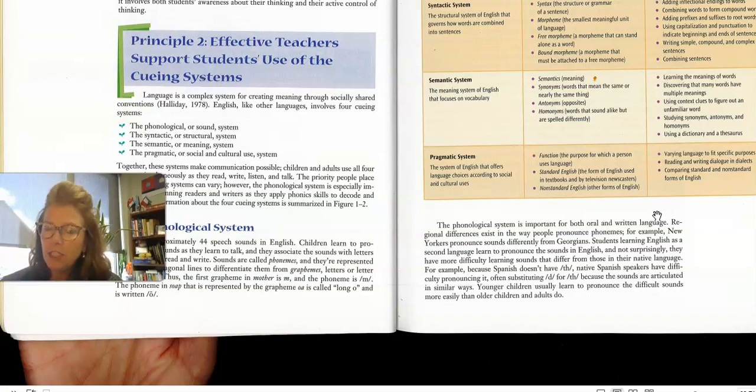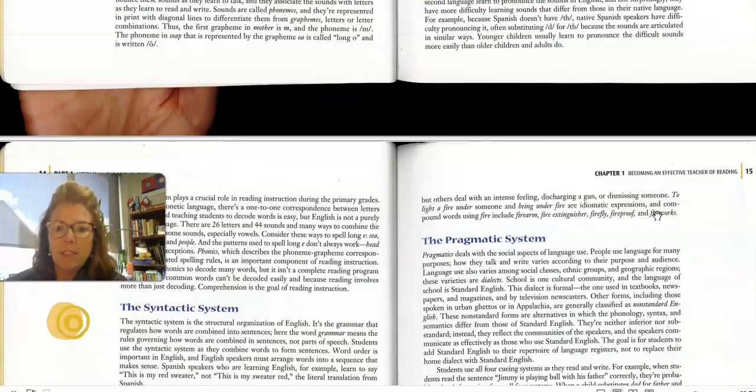And pragmatic, that's the social aspect. That's our code switching. The way you speak to me is very different from the way you speak to your sister or your brother. It's the social situation we use language. So make sure you learn that. You need to know that the rest of your life.